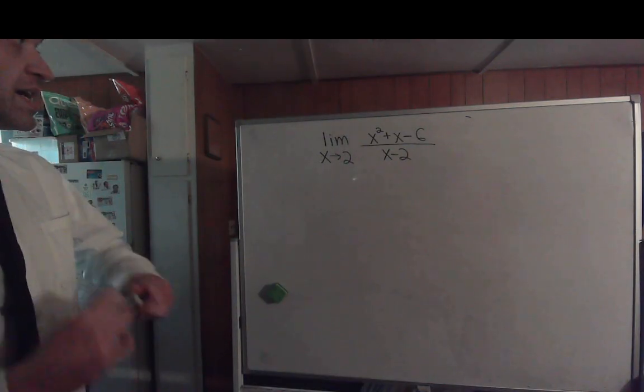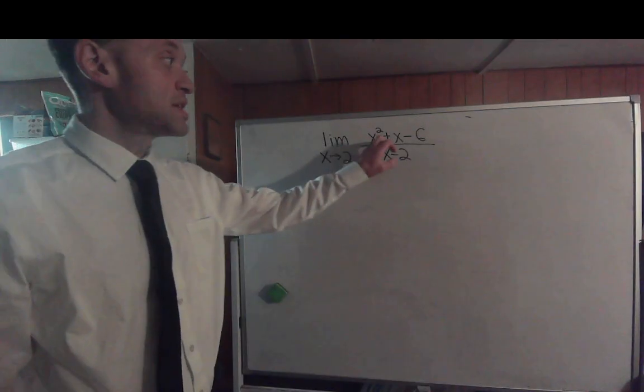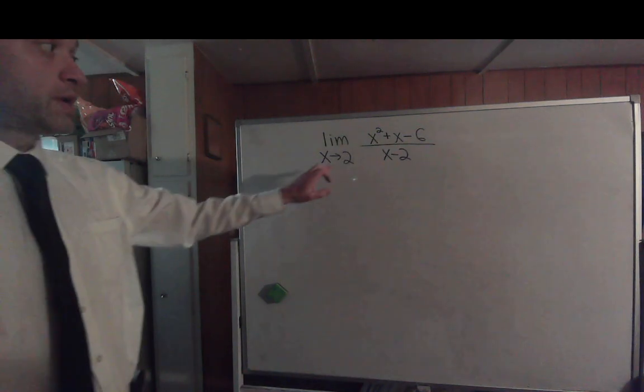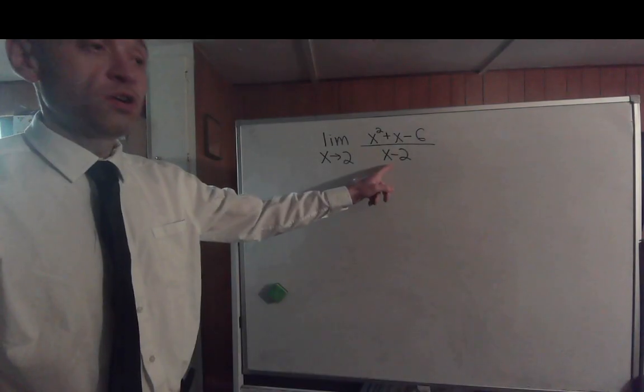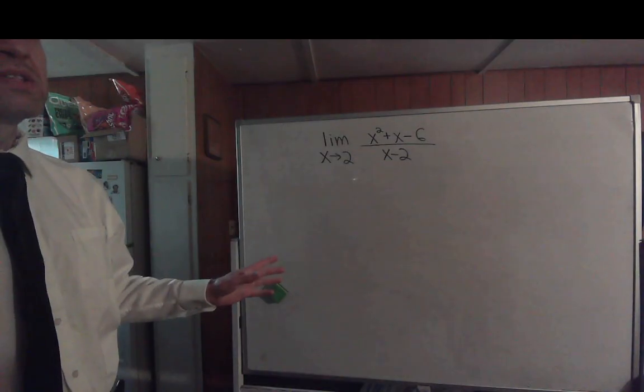So what if I gave you the limit as x approaches 2 of x squared plus x minus 6 all over x minus 2? Well, we know if we do direct substitution, you're going to get a denominator of 0, which will make this undefined. That doesn't mean the limit doesn't exist.